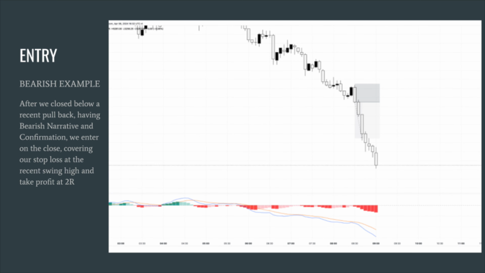Here on the 5-minute chart, we see that we are continuing to sell off. So after we close below a recent pullback, having bearish narrative confirmation, we enter on the close, covering our stop loss at the recent swing high and taking profit at 2R.